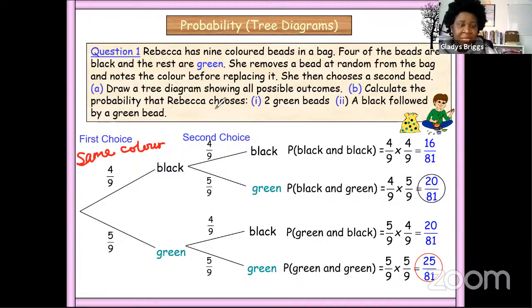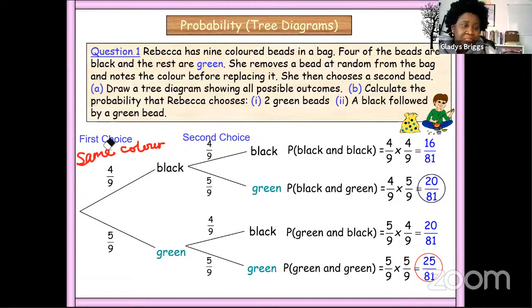Yeah, well done, Abra. Because the same color would be black and black, which is 16 over 81, add green and green, which is 25 over 81. So that will be 41 over 81. And it may say different colors. If it's different colors too, you have to do black and green and black.